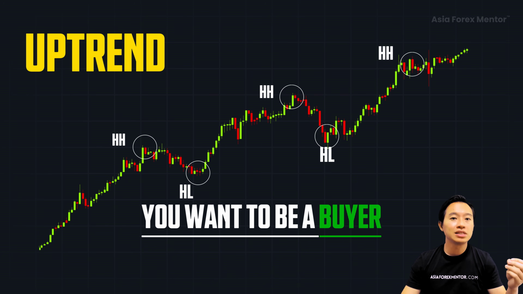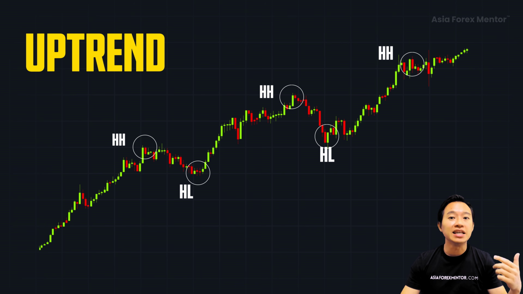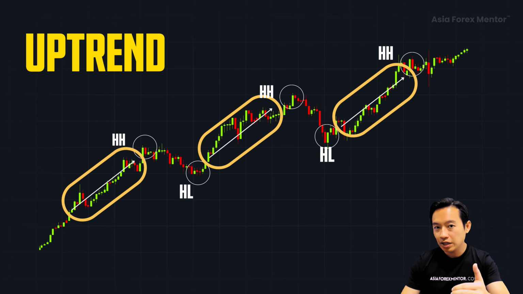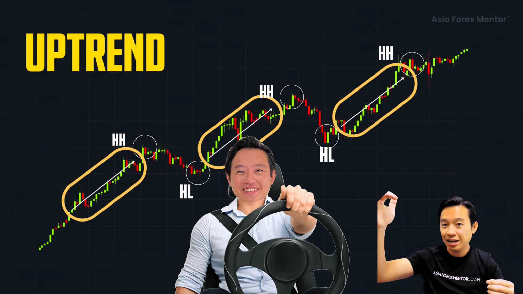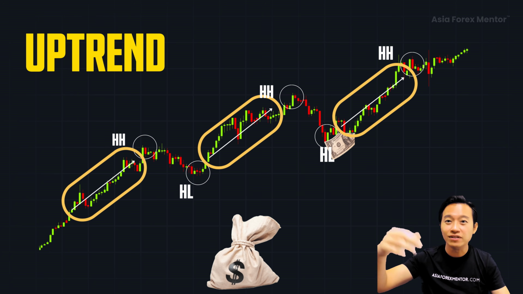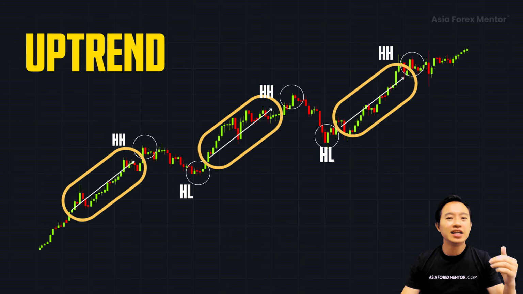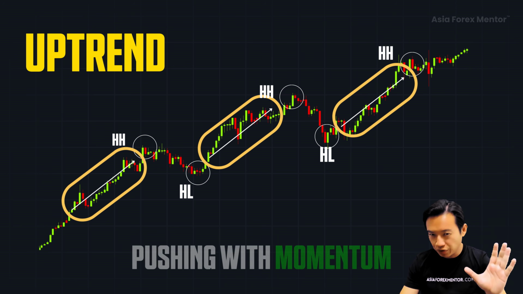Why? Because when the market is in an uptrend, it is more likely to continue moving forward. And as a buyer, you want to ride that wave and take advantage of the bigger potential profits. In an uptrend, the market is not just drifting higher, it's pushing with momentum.